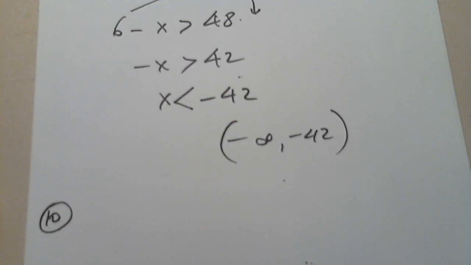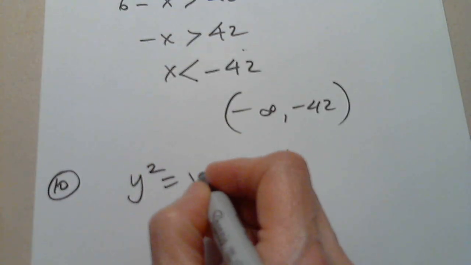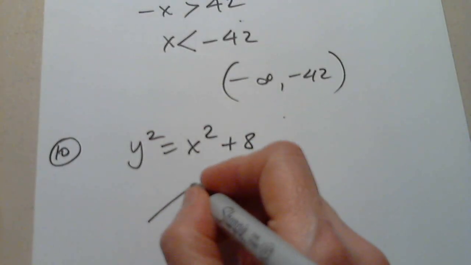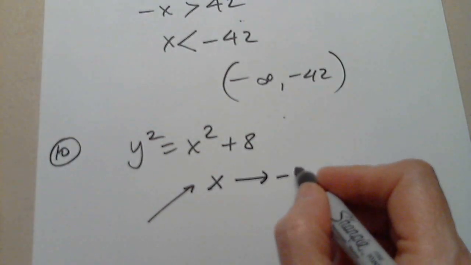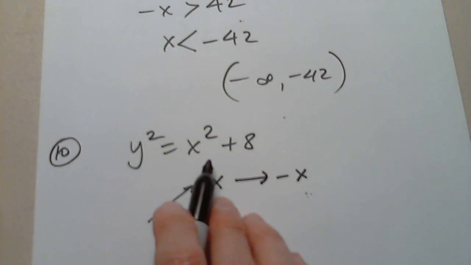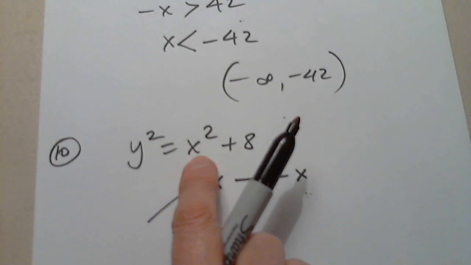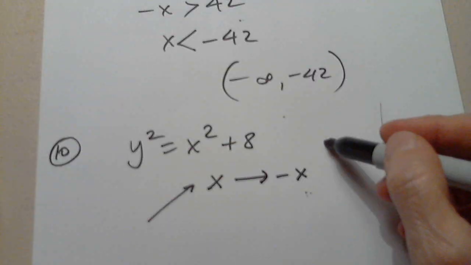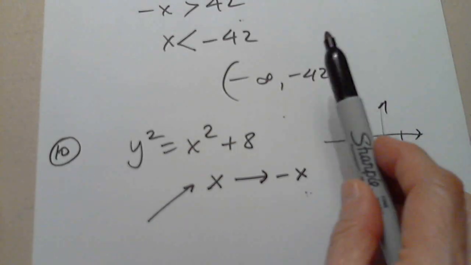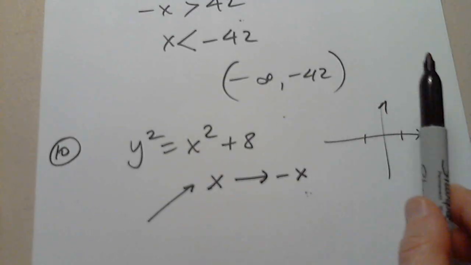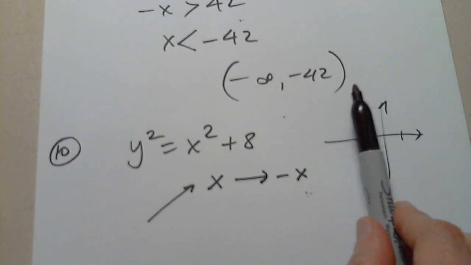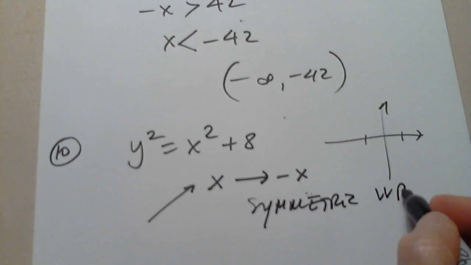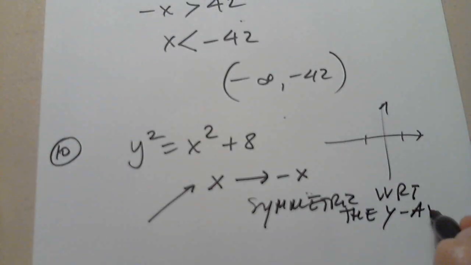Determine whether the graph of the equation is symmetric. Okay, so we have y squared equals x squared plus 8. When it comes to symmetry, we have three possibilities. When x is replaced by negative x, it's not going to make any difference because x squared or negative x squared is the same. So when I replace x by negative x and the equation stays the same, it means that it is symmetric with respect to the y-axis.